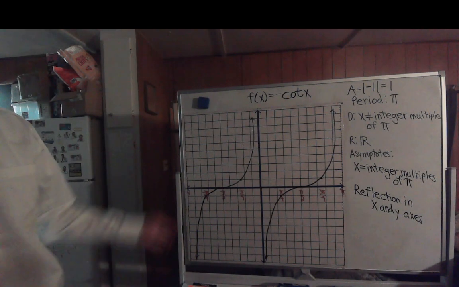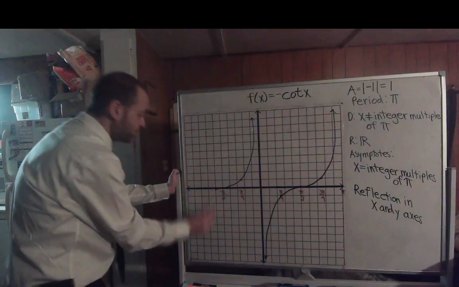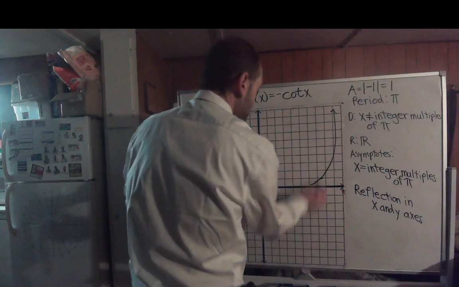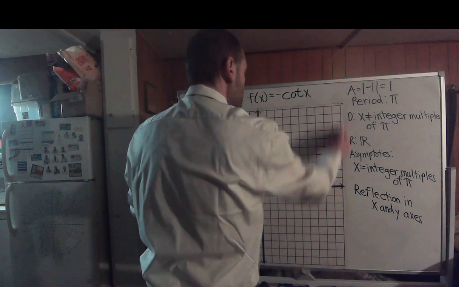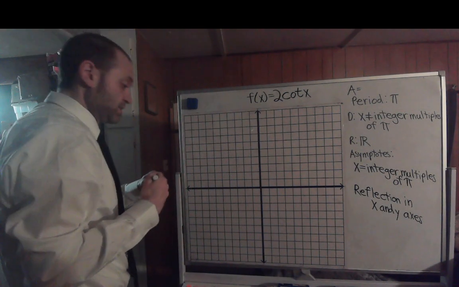Alright. Now let's talk about some vertical stretches and shrinks. In fact, I think we'll even keep the function the same this time. The only thing we're going to change is the amplitude. Alright, so we'll have f of x equals 2 times the cotangent of x.